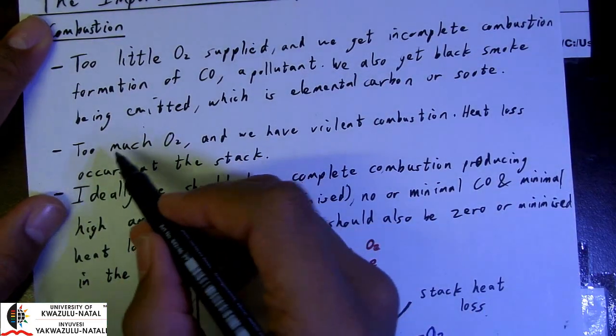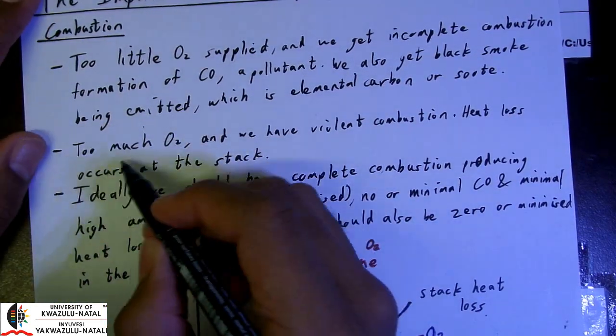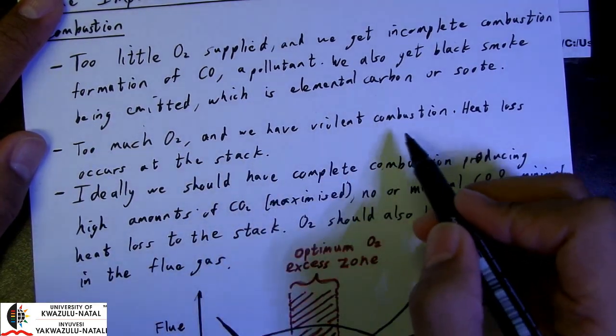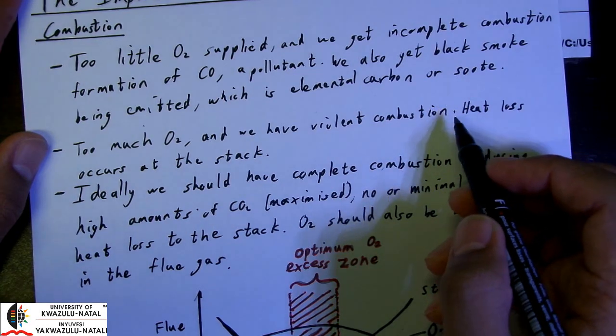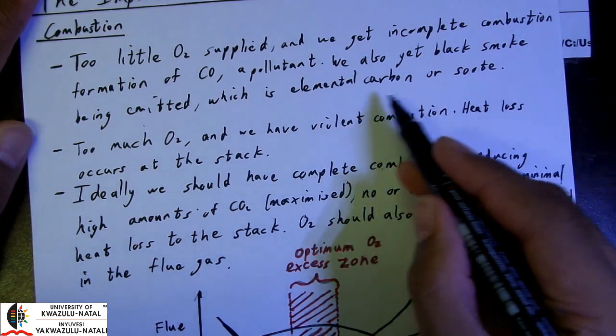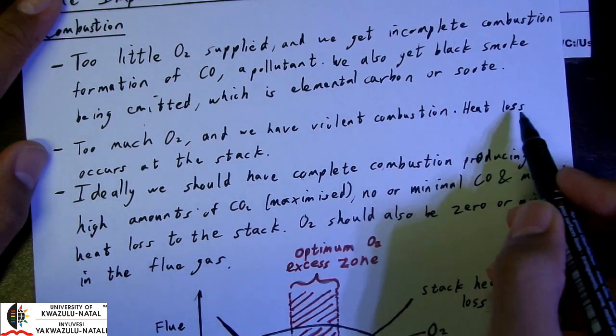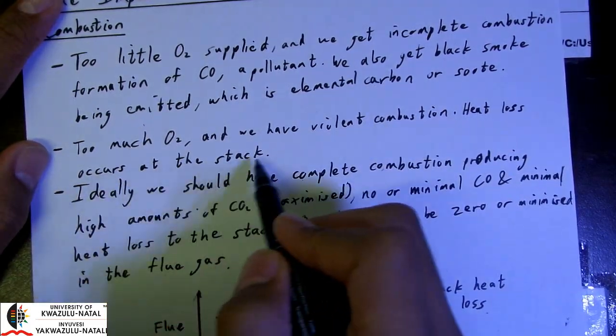And on the other hand, if we have too much oxygen supplied to our combustor, then we have violent combustion, and we are often unable to harness the amount of heat generated by this excess combustion. So heat is therefore lost at the stack.